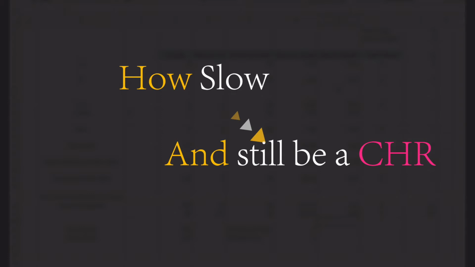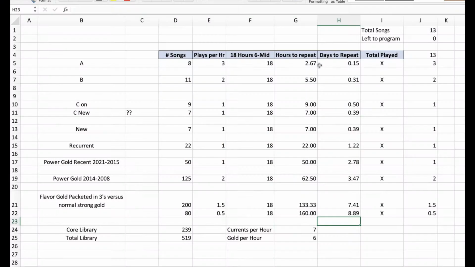CHR? And a lot of this is just guesswork. I think this is kind of around 2.5, somewhere under 3 hours, I think, is a good frame of reference for the songs to repeat if you're A's. And in order to do that, that turns into, well, how many A's are you going to play? How many currents and that type of stuff are you going to play in a typical hour?